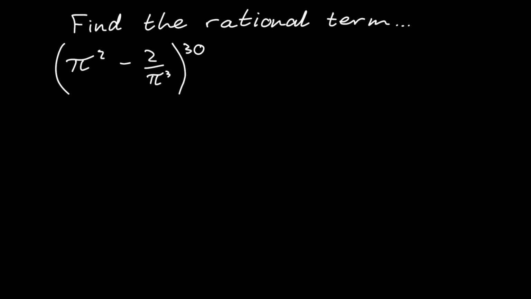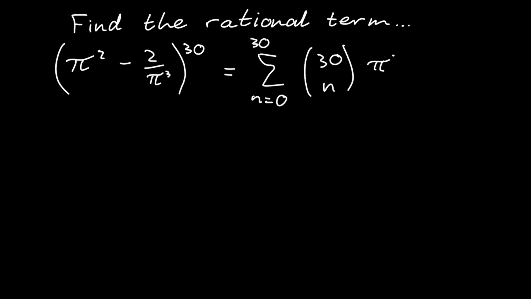And it's actually through the formula of binomial expansion, and I'll go through that. So what that says is, to expand this, we do it in this way. We do the sum of the following things from n equals 0 to 30, of 30 choose n, and then this term, pi squared to the power of n, and then this term, minus 2 over pi cubed to the power of 30 minus n.